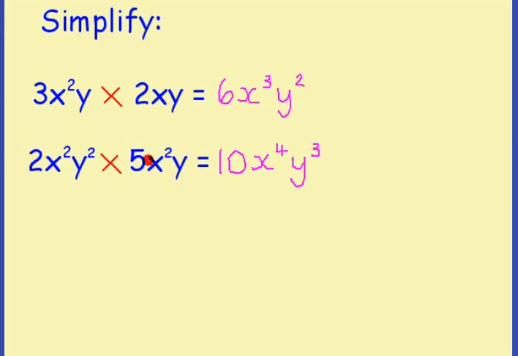2 multiplied by 5 is 10, x squared multiplied by x squared is x to the power of 4, and y squared multiplied by y is y cubed. So our answer is 10x to the power of 4 y cubed.